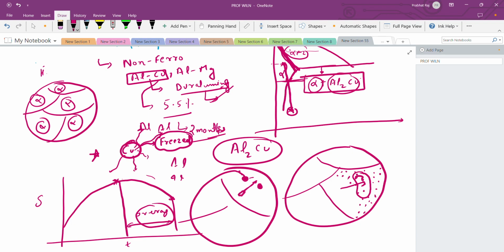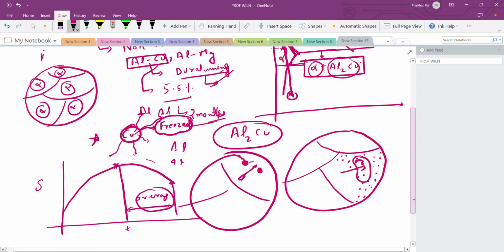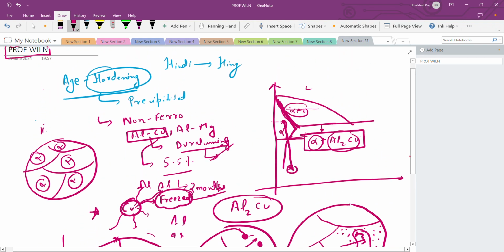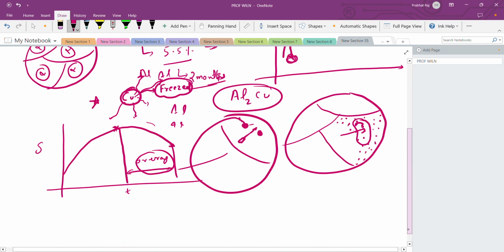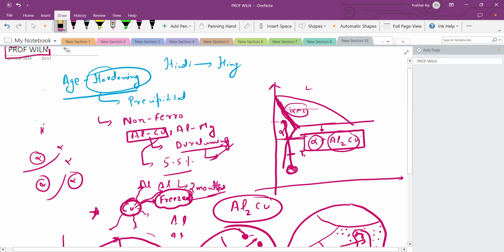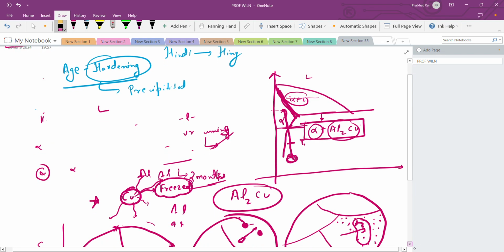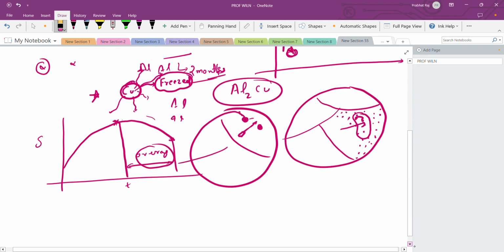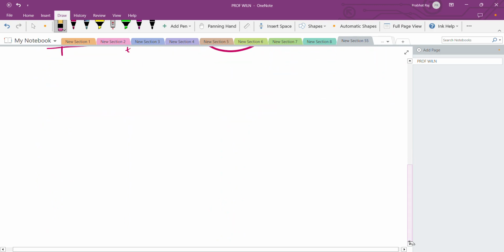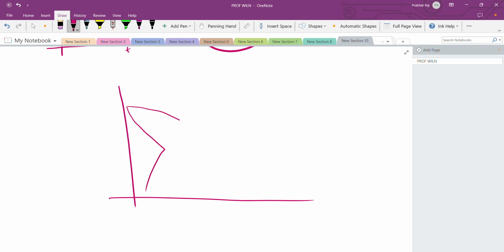Okay. Now basically we have quenched it to room temperature. Now if you quench it to a temperature greater than room temperature, obviously what will happen, what I am trying to say is that we are quenching it to room temperature. This is the room temperature.